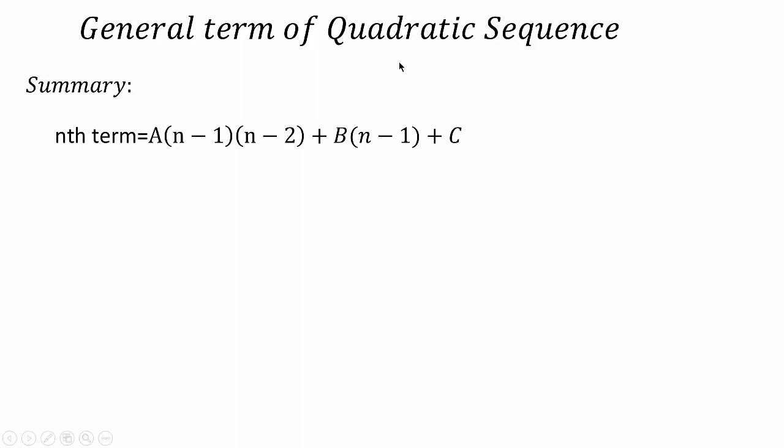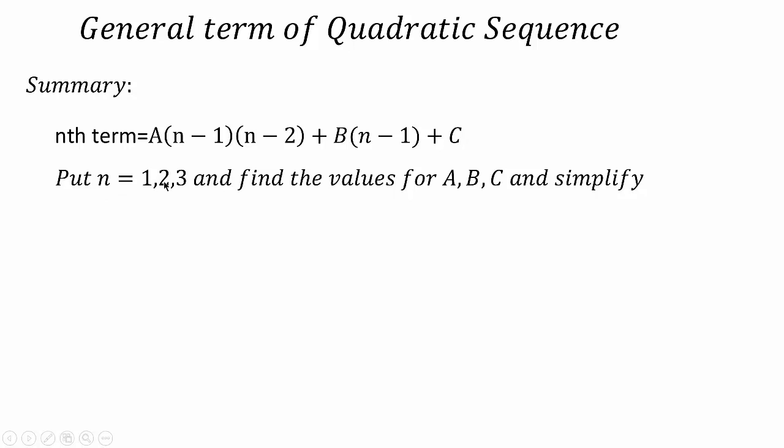So in summary, to find the general term of a quadratic sequence, we can use this formula because, when we plug in n equals 1, this term will get cancelled and this term will get cancelled, so we can easily find the value of c. Similarly, when we put n equals 2, this term will get cancelled since there is a term n minus 2, so we can easily find the value of b. So instead of solving long simultaneous equations, it's very easy to calculate because we don't need to solve any two linear equations. So the process is simple.